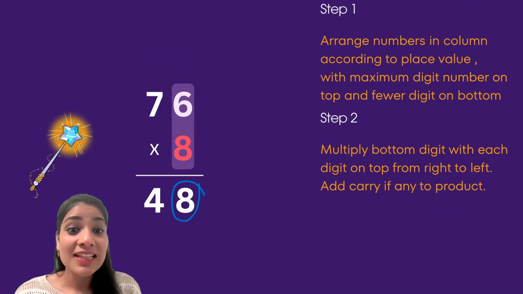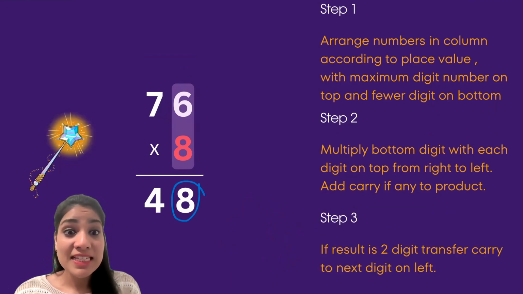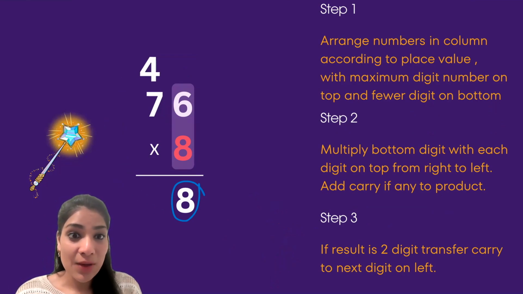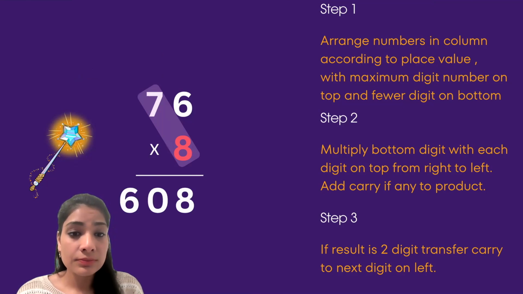Here comes our last step. If result is a 2-digit, we'll transfer the carry to the next digit on the left. So 4 will go to 7. Now we calculate 8 sevens. 8 sevens are 56. But that's not the answer. We still need to add the carry.